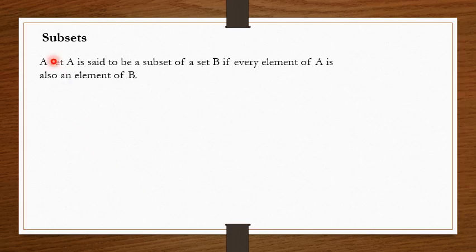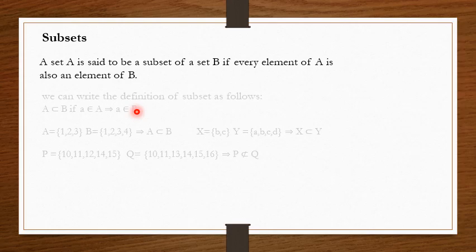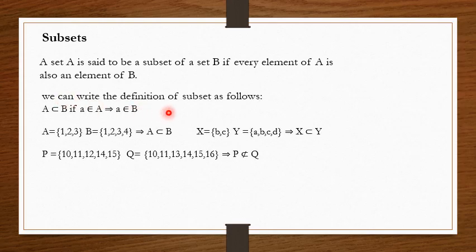Now this is a new term, subsets. A set A is said to be a subset of B if every element of A is also an element of B. We can write the definition of subset as follows. This line is read as A subset of B if a belongs to A implies a belongs to B. That is, we say that A is a subset of B if a is a member in the set A, then a should be a member in the set B.